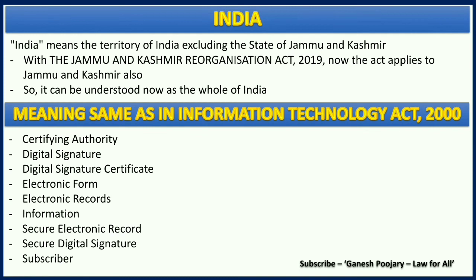There are a few other terms given under Section 3 like certifying authority, digital signature certificate, electronic form, electronic records, information, secure electronic record, secure digital signature, subscriber, and it is mentioned very clearly under Section 3 that we need to understand these terms as per the Information Technology Act 2000. So while interpreting these terms, we need to refer to the IT Act 2000 to understand the meaning of the same.